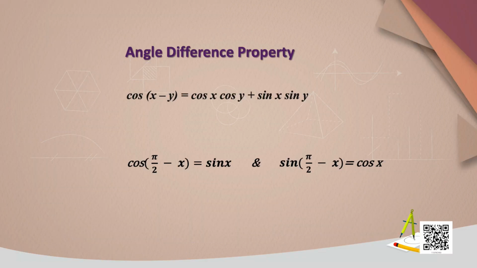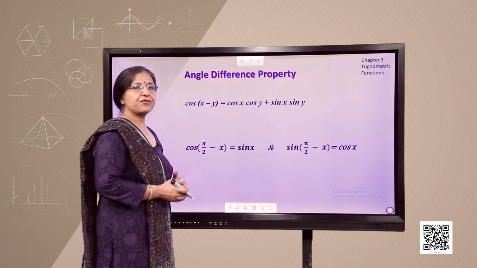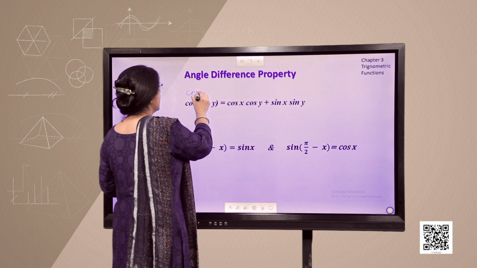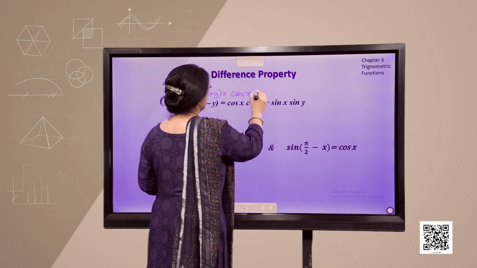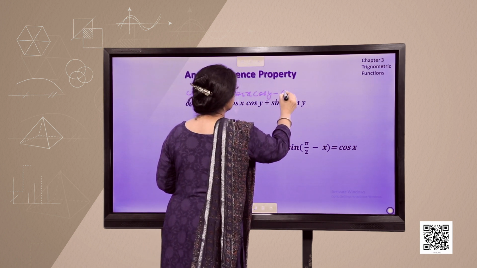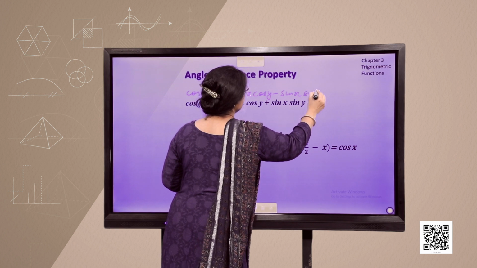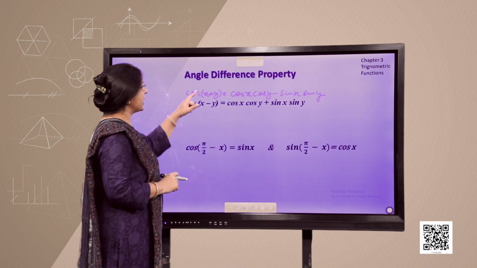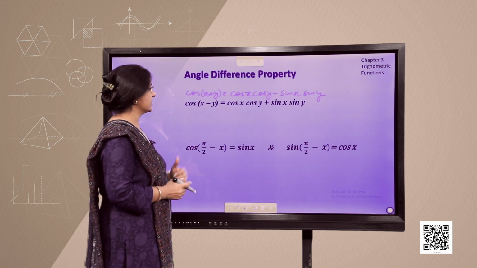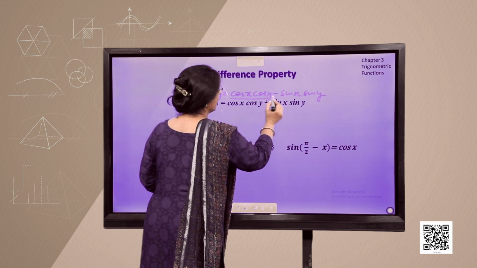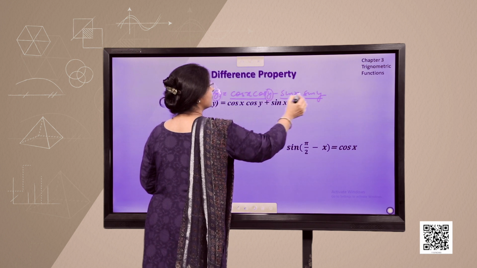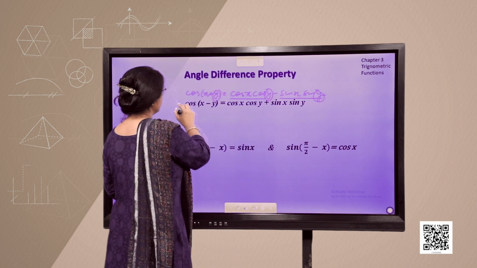Now we need to prove cos(x-y) is equal to cos x cos y plus sin x sin y, which is nothing but the difference of two angles. We have just proved that cos(x+y) is equal to cos x cos y minus sin x sin y, right? Now with the help of this identity, we shall be proving this one just by replacing y with minus y. So in this formula, we are replacing y with minus y to prove this identity.